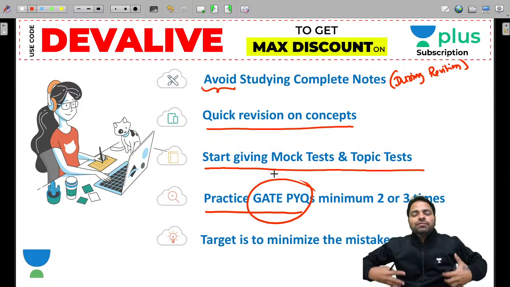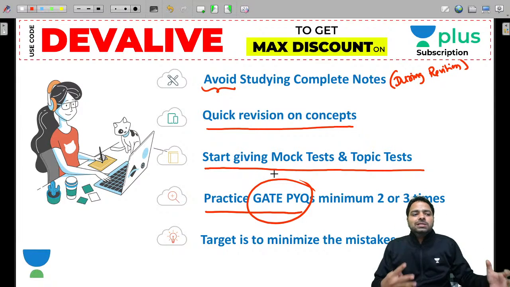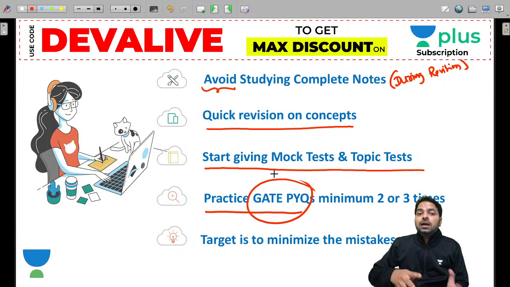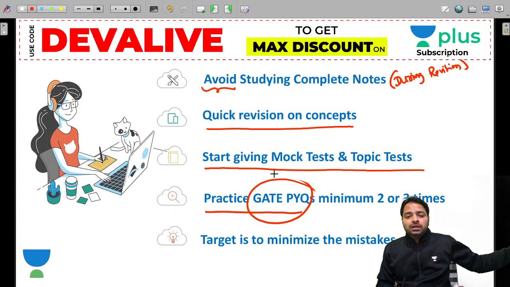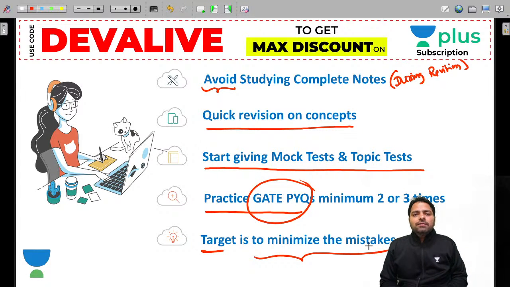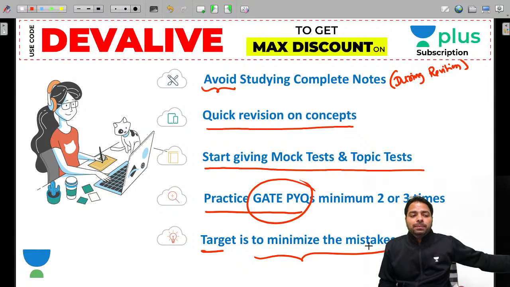But gain the confidence from the questions: what concepts they have given in the question, and how to tackle such questions if they come again in the exam in a different way. So GATE previous year questions are the best to practice to get ready for the next exam. And the target is to minimize mistakes. All the time, whether you practice or revise or attempt a test, your mistakes have to be minimized day by day. And initially you will find a lot of mistakes because you might have a gap in preparation.